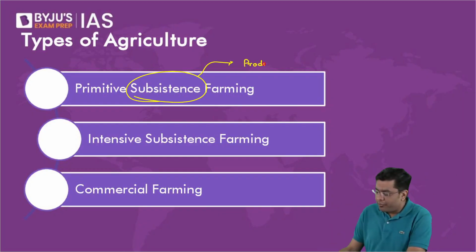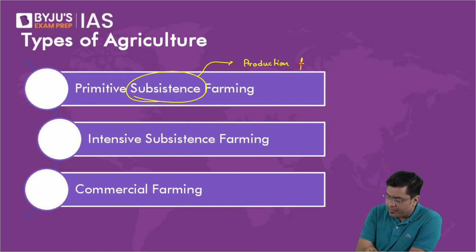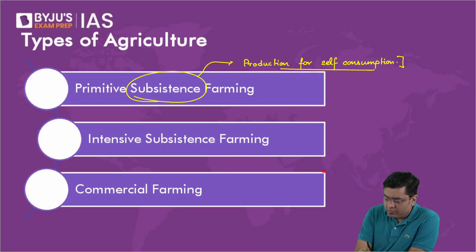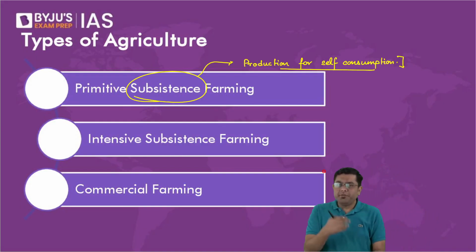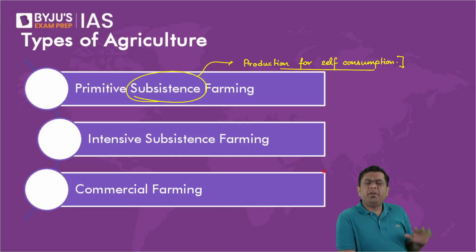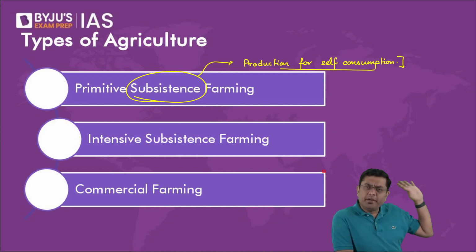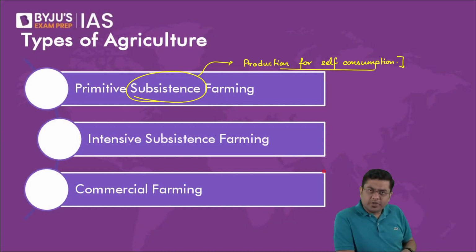So that is production for self-consumption. Primitive means very rudimentary kinds of tools and techniques which are used. Very rudimentary, basic, dependent on rainfall for the availability of water, dependent on the natural fertility of the soil itself. Dependent on the very basic forms, not having any newer technological methodology.